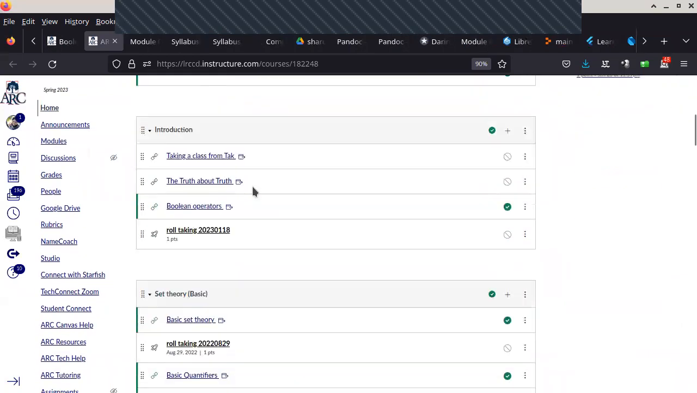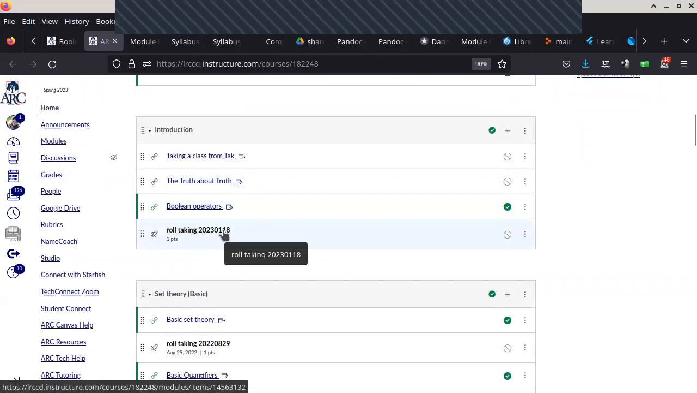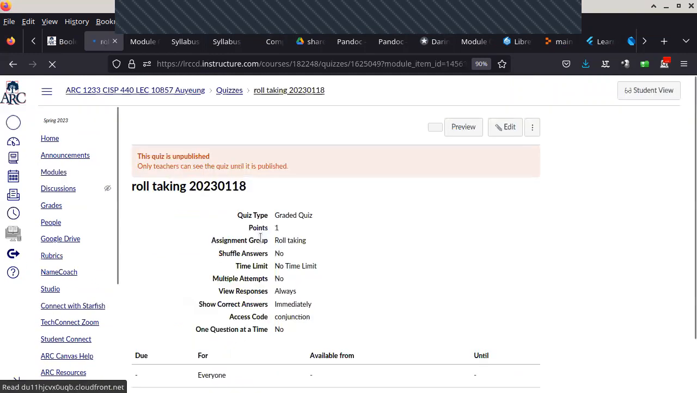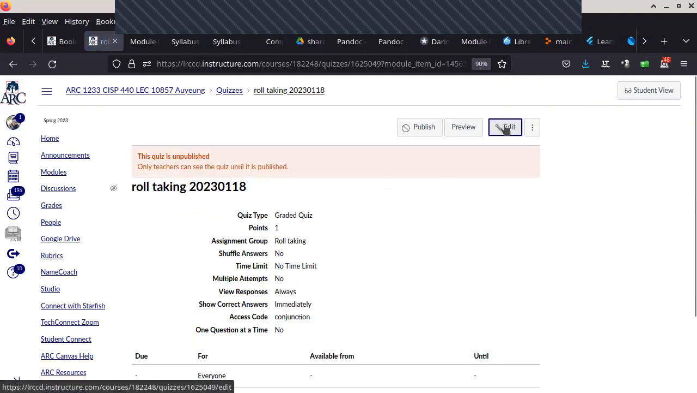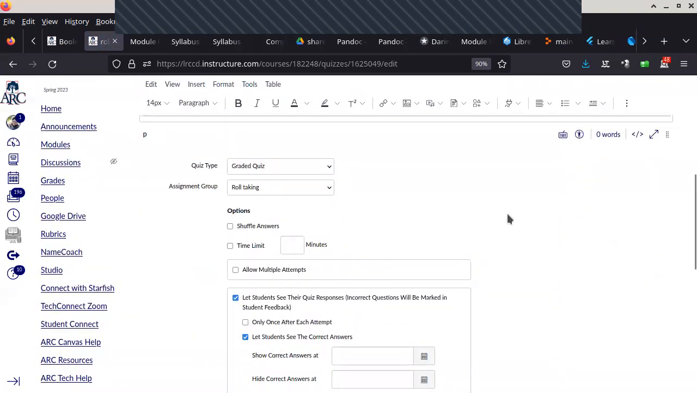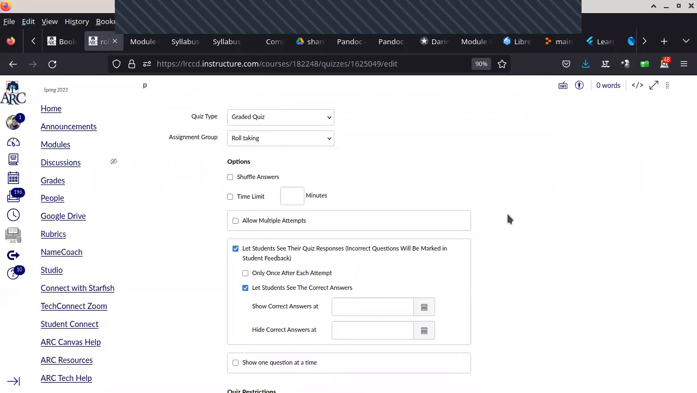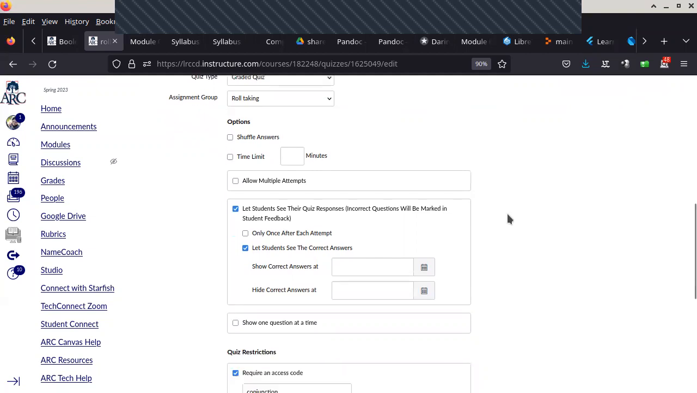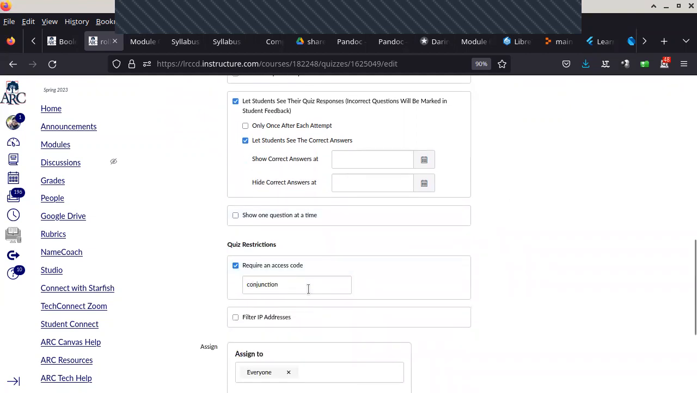The way I take roll is I go to a roll taking activity. I'll show you exactly what it is because you need to know the access code. If I go to edit, you will see that it is just like a normal quiz, except it's not a quiz. There's only one point here, and I set it up to require an access code. In this case, the access code is conjunction. I can also write it on the whiteboard, so not with this pen.